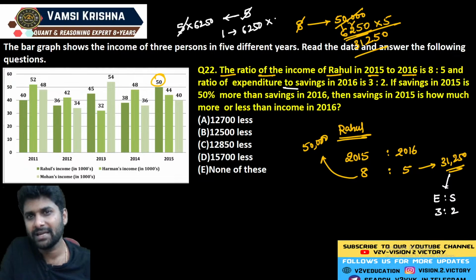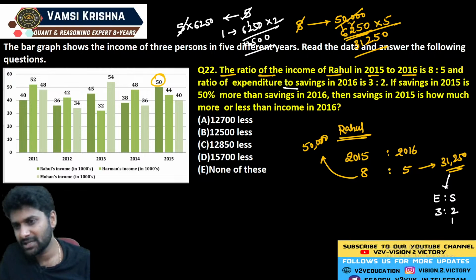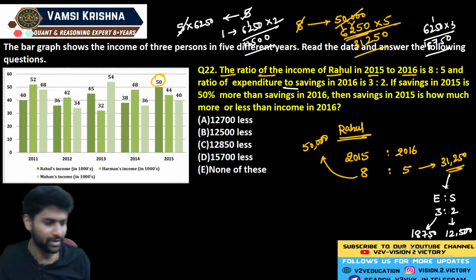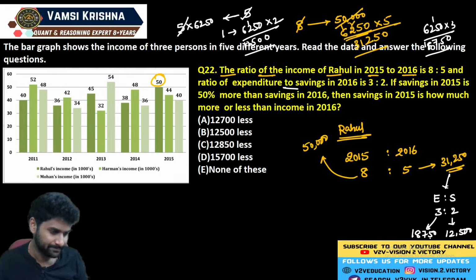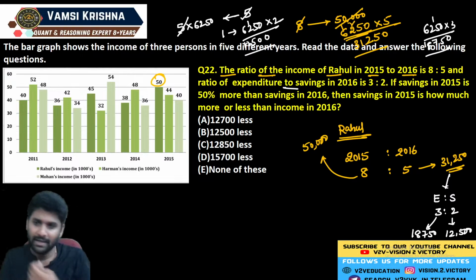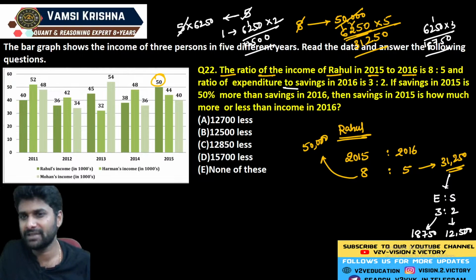Now what about the savings? Savings is 2 units, right? Savings is exactly equal to 12,500. Now what about expenditure? Multiply 6,250 by 3 times. It's a value of 18,750. Are you clear with the calculation, guys? Are you clear, guys? 18,750. Okay, we are done with this point.